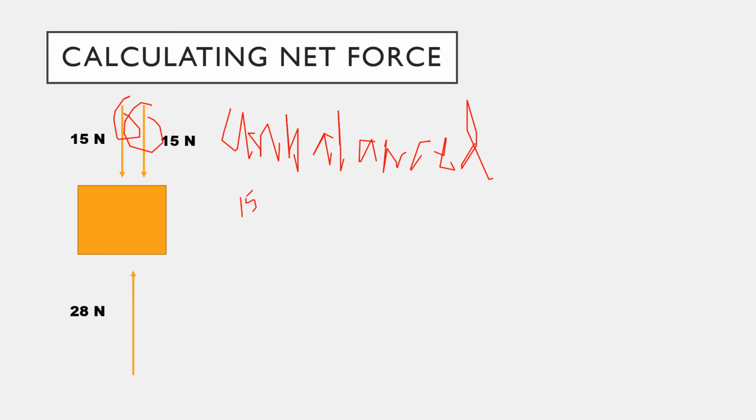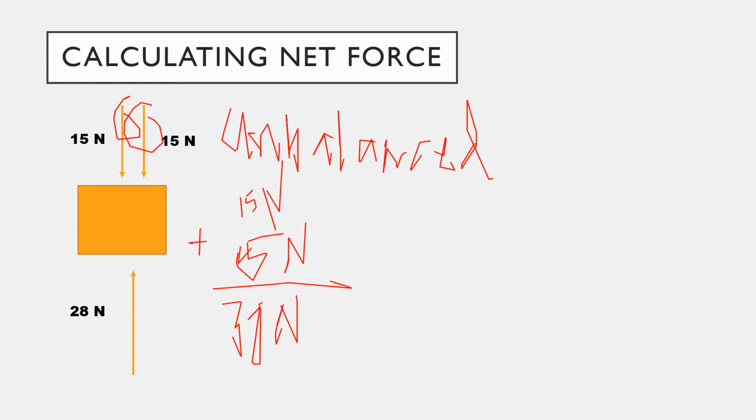What is 15 Newton plus 15 Newton? Okay, any idea? What is 15 plus 15? Oh, very obvious. The answer is 30 Newton. So 30 Newton going downward. Okay, so that's the answer for that first part. Now you already have here 28 Newton. Since these forces are unbalanced and they are not in the same direction, you need to subtract.